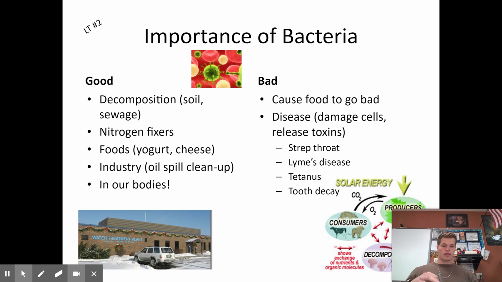Bacteria can be very good and they can also be very bad. So it's not so black and white where the bacteria is just bad and that's it. Welcome them in sometime. And it's really important that you get to know them.